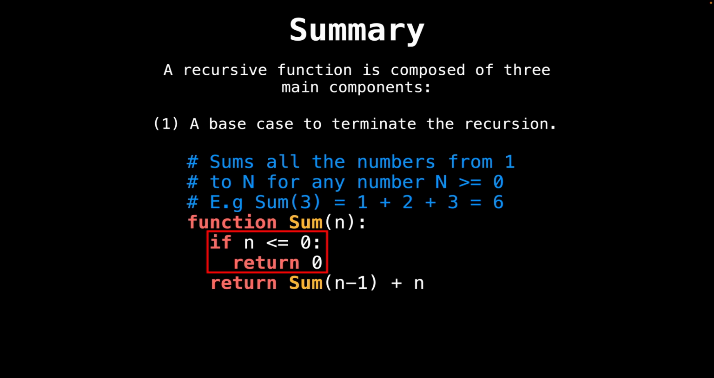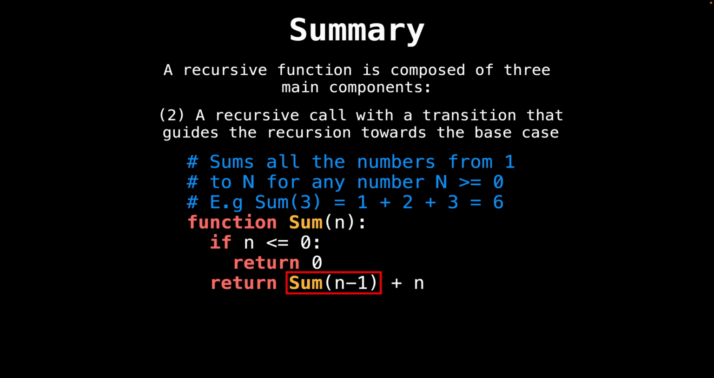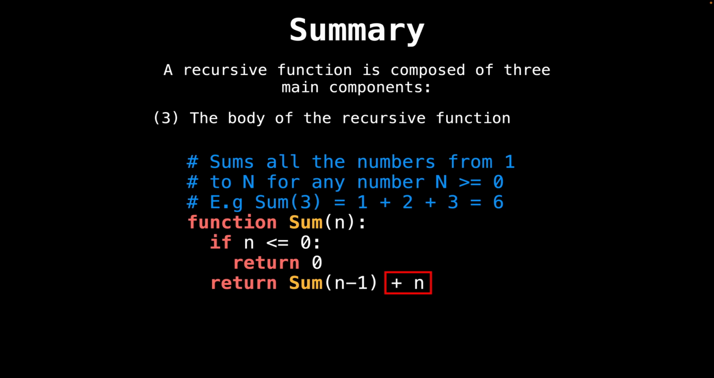First was the base case of the function, which serves as the terminating condition for the recursion. Next was the function call within the function, which guides the recursion towards the base case. And finally, the body of the function, where the actual work of the recursive function gets done.